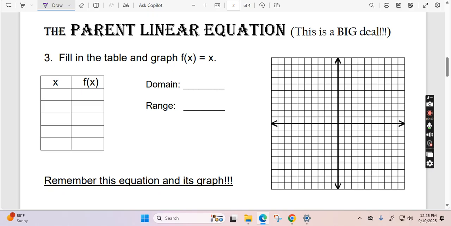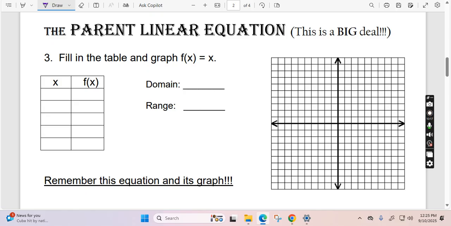Why wouldn't it be? If y is 1, x is going to be 1. If y is 2, x is going to be 2. If y is 3, x is going to be 3. It's our parent function, okay? So that means that this is what we build all of our linear equations on. So it has no slope, it has no y-intercept. And by no y-intercept, I mean that it goes through the origin, because you don't have to write plus 0, all right?